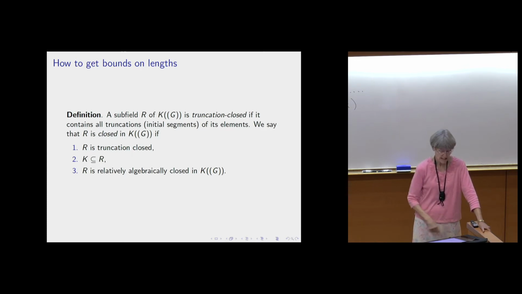We also want the base field to be included. So closed also means, identifying a constant a from K with the element of the Hahn field, a t to the 0, that those elements are present. Okay, so that's a closed subfield.